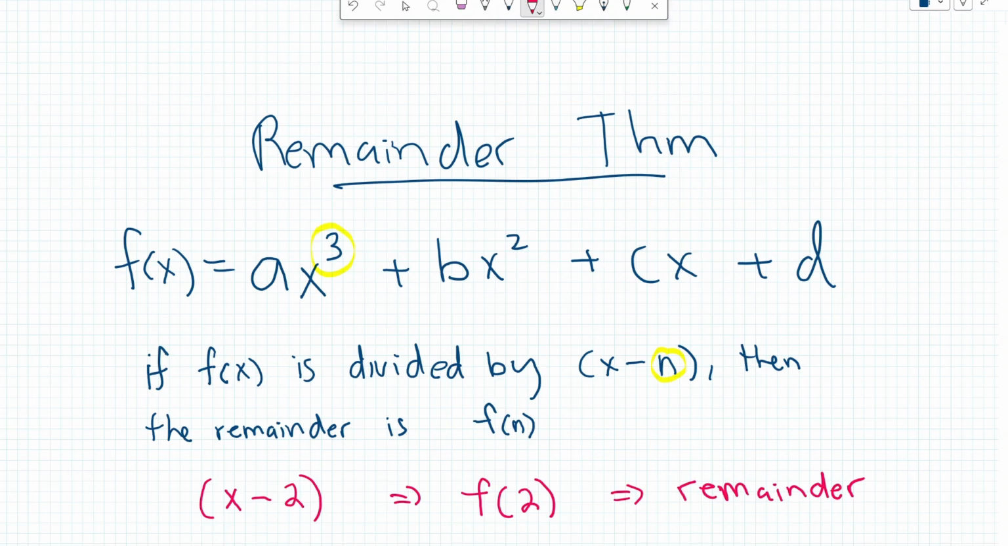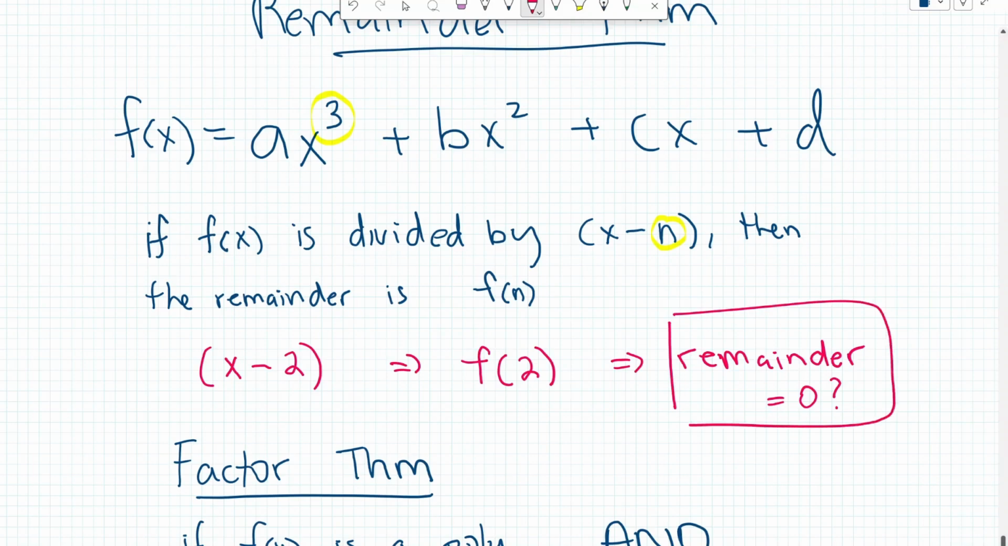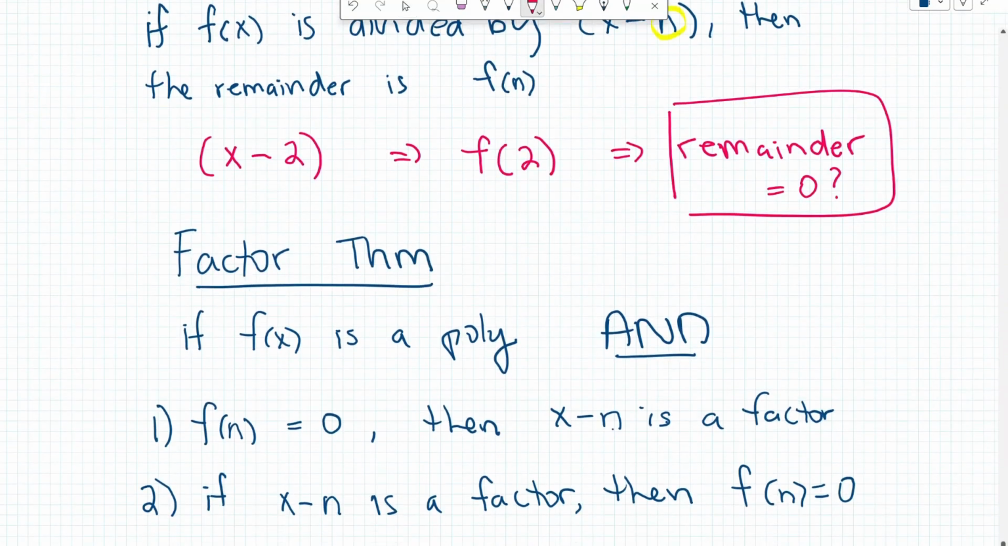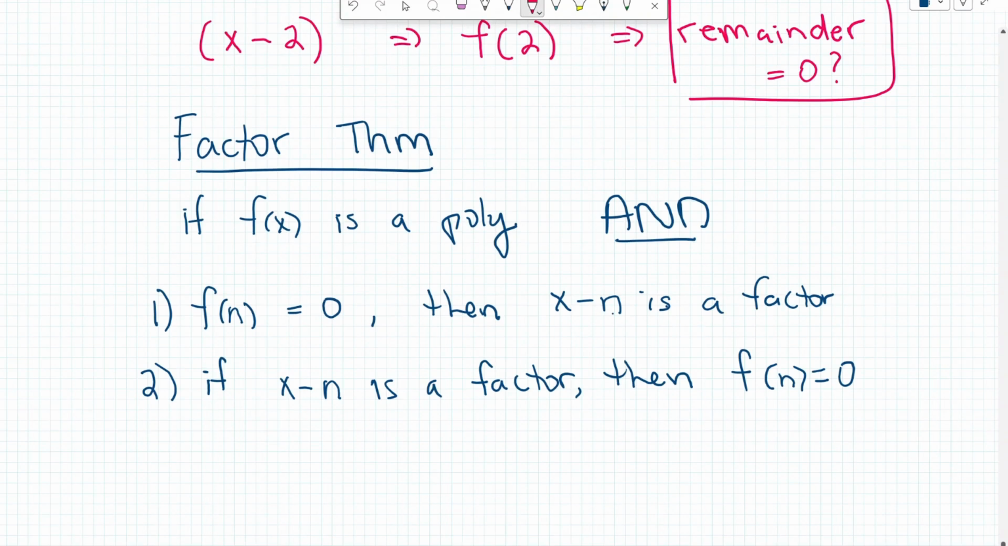So what happens if this remainder equals 0? If this remainder equals 0, then that actually is a perfect segue into our factor theorem. So our factor theorem tells us that if f of x is a polynomial and f of n equals 0, then x minus n is a factor. And this is true in reverse. So if x minus n is a factor, then f of n equals 0.